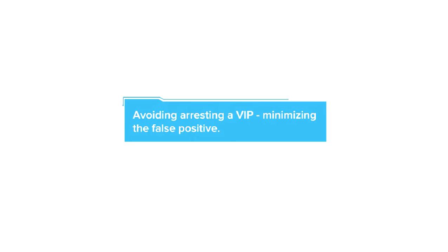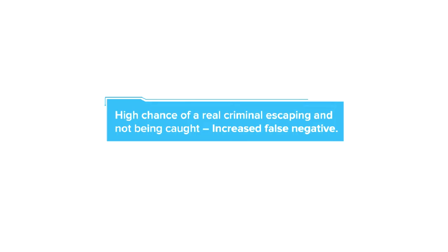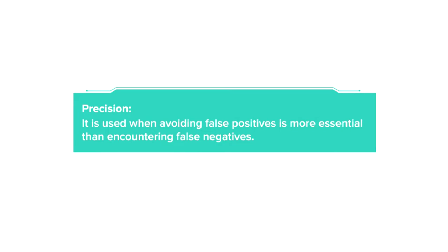In order to do that, we must avoid arresting VIPs as criminals, right? Take a moment to ponder this. Avoiding arresting a VIP as a criminal is analogous to minimizing the false positive. But in order to minimize this false positive, it is essential to understand that there is a very high chance of a real criminal escaping and not being caught. This means an increased false negative. In a nutshell, precision is used when we cannot afford to have false positives, or avoiding false positives is more essential than encountering false negatives. I hope you are catching up with me so far.